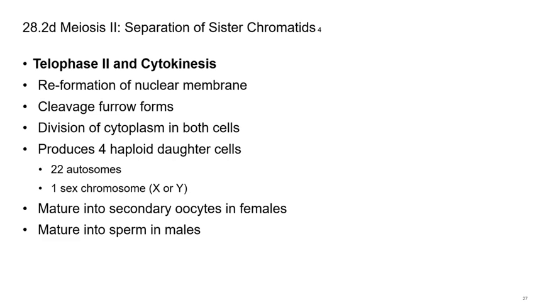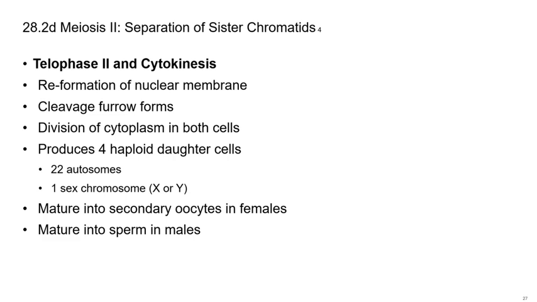And then, like with meiosis 1, we have telophase and cytokinesis. Again, the chromosomes are now ending up at their respective poles of the cell. It is dividing, so the nuclear membrane is reforming. The cell is ultimately pinching off as the cleavage furrow forms.